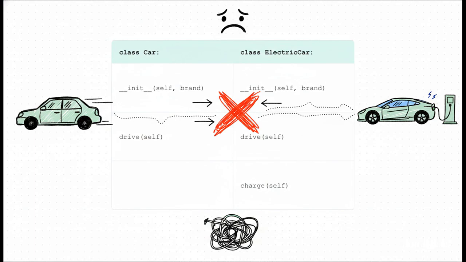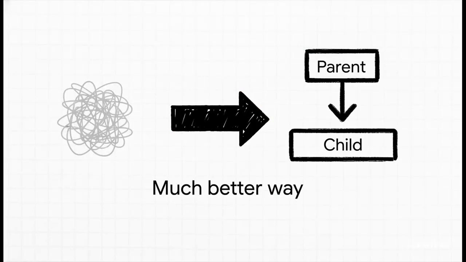The temptation is just to copy and paste. But trust me, that way leads to madness. Find a bug in drive, now you've got to fix it in 2 places. It's a nightmare. So what do we do? Well, thankfully, there is a much more elegant solution. It's a beautiful concept in OOP called inheritance.